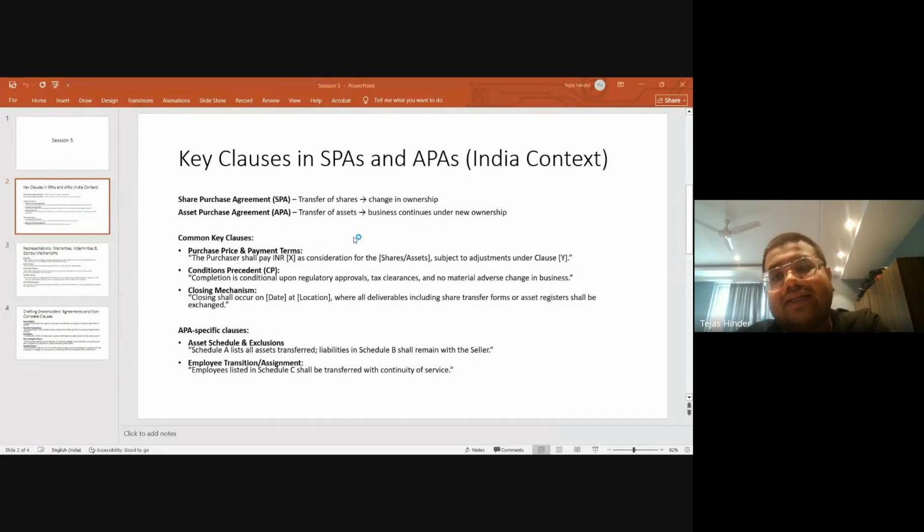Now that we have in the first class seen what share purchase agreement and asset purchase agreements are, let's get into understanding how they are ideally drafted. So to give you a quick insight, we'll start off with what the key clauses are. So let's start with a share purchase agreement. The key clauses in a share purchase agreement would first be definitions and interpretations, which will define your key terms like shares, company, consideration, closing date, etc.